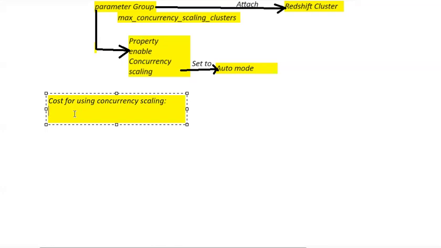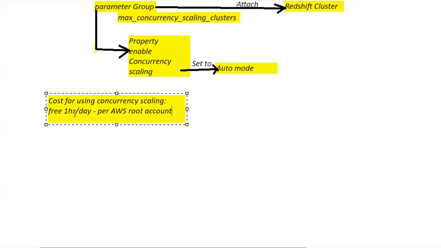So this concurrency scaling provides you one free hour per day. Per day, how many free hours are provided? One free hour is provided per account. For every account, one free hour is provided. So if you are using AWS for your account, you're getting one free hour per day, for the AWS root account.